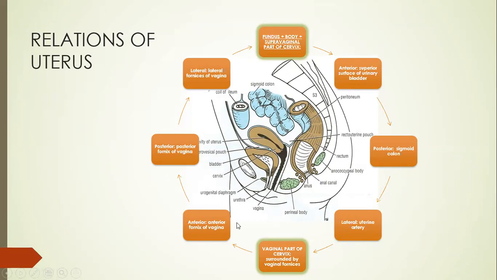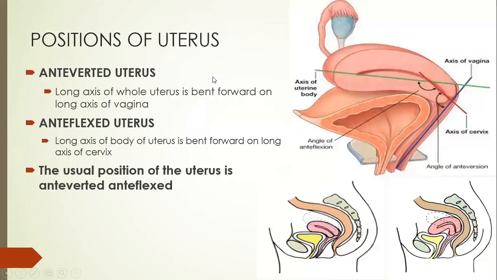In front of that, anteriorly, we have the anterior fornix of the vagina. Posteriorly we have the posterior fornix of the vagina. Laterally we have the lateral fornices. Okay, so these are some of the relations.